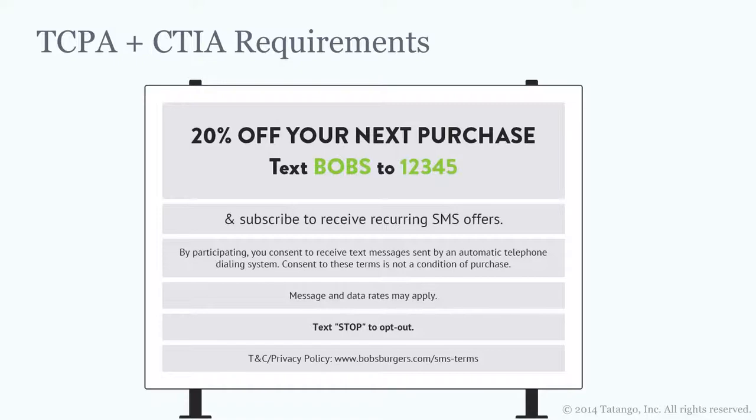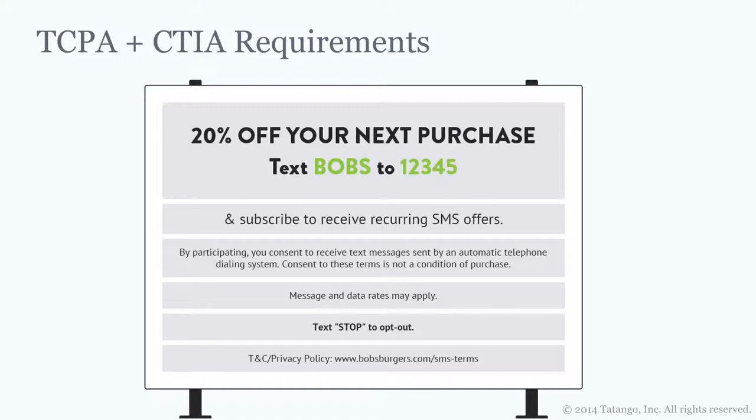Then the second part of the TCPA compliance is consent to these terms is not a condition of purchase. This means that if you make a purchase, you're not required to consent to receive text messages. You actually have to want to receive text messages, and it has to be separate from the purchase. Now, this doesn't mean if you want to purchase and you want to opt into an SMS campaign, that is illegal. You can do that. It's just they can't be coupled together.